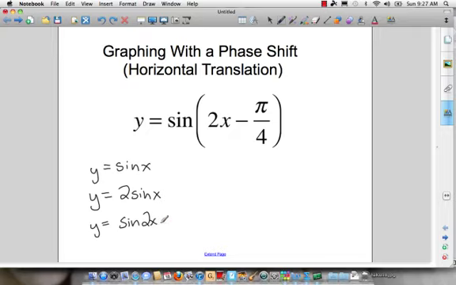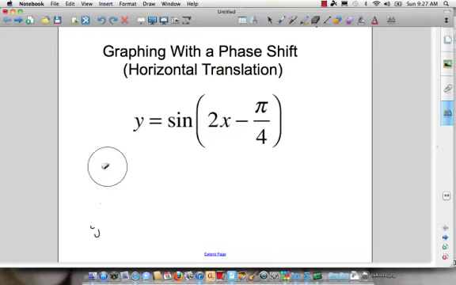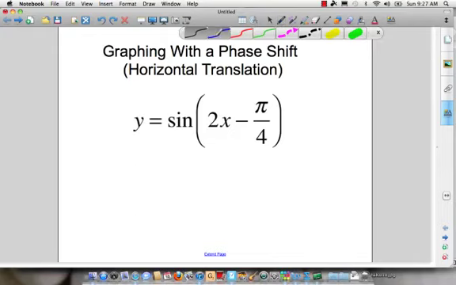Well, you'll notice that the equation here, it's not just 2x, the argument is 2x minus pi over 4. And whenever your argument involves adding or subtracting, you create a phase shift or horizontal translation. So the way we're going to graph this is, we're going to solve two equations first, which I hope you understand why we're doing when I go to the next screen.